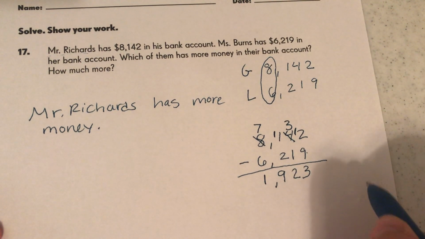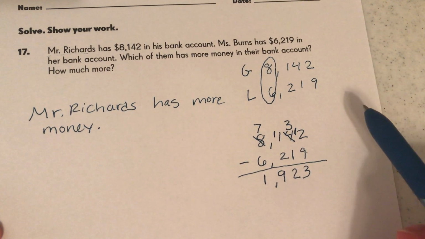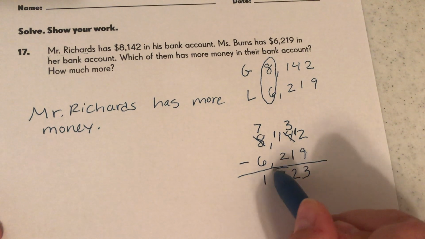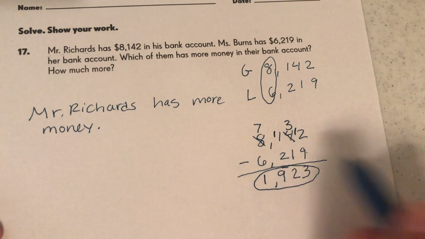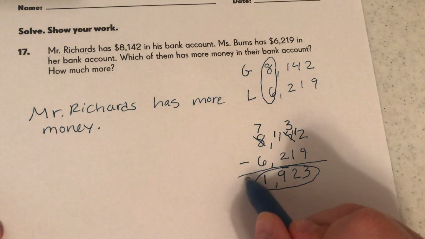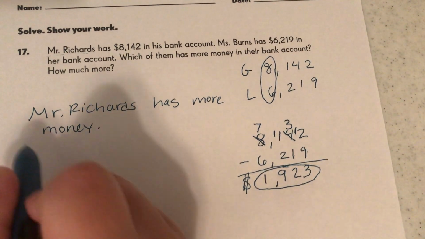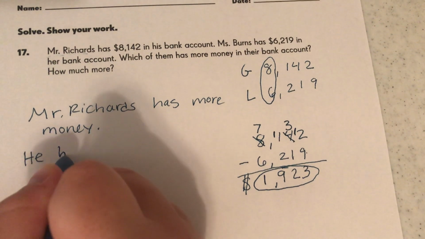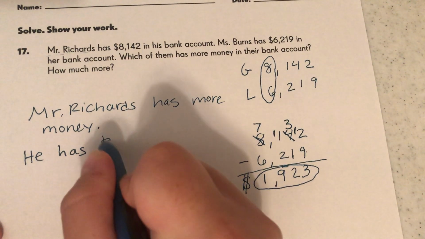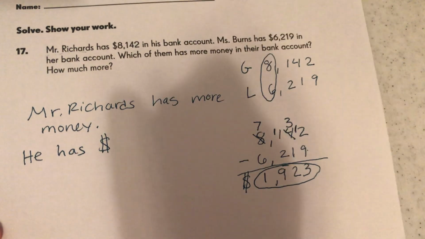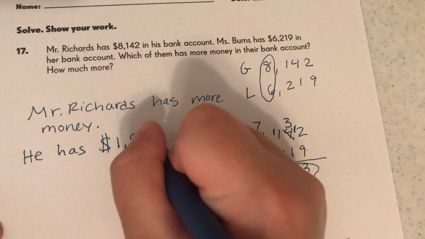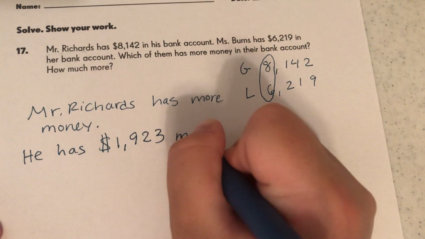What was the difference between those two? Or how much more money did Mr. Richards have? The difference was $1,923. So Mr. Richards has more money. He has $1,923 more.